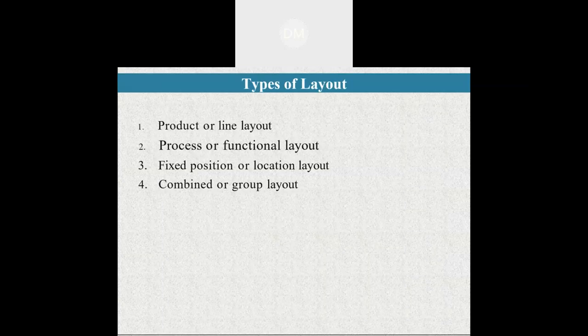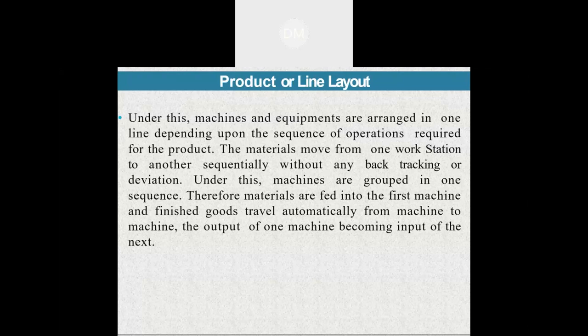Okay. Then types of layouts. So these are the four layouts: product or line layout, process or functional layout, the fixed position or location layout, and combined or group layout. So first is the product or line layout. So this type of layout is developed for product focus system. So in this type of layout, only one product or one type of product is produced in the same area. Okay. So the work centers are organized in the sequence of operation. So the raw material is at one end of the line, and goes through the operations, and then dispatch of final products is at the other end.